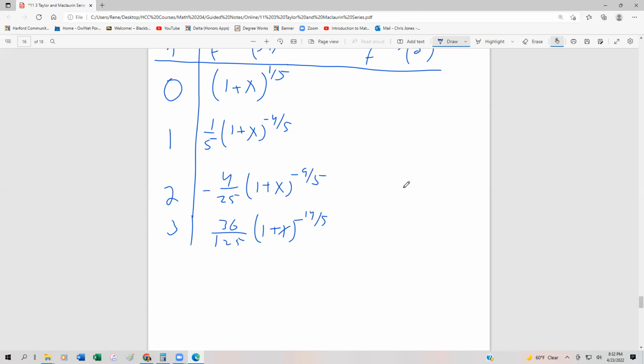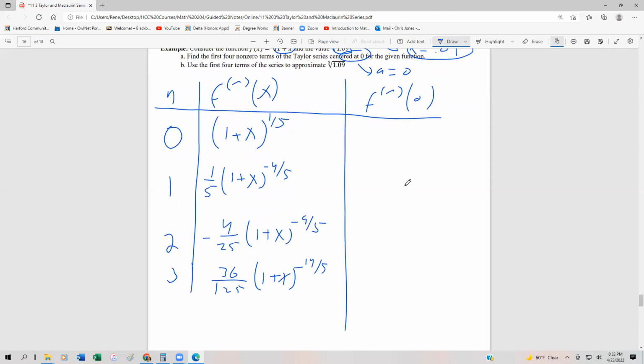Now that looks ugly, but there is some good news. Remember, we're substituting 0 back in for each of those x's, at least initially, because we want to find f^(n) at 0 for the derivatives. So when we do that, that's going to be (1 + 0)^(1/5), which is just 1. And then we have 1/5 (1 + 0)^(-4/5), and that's going to be 1/5.